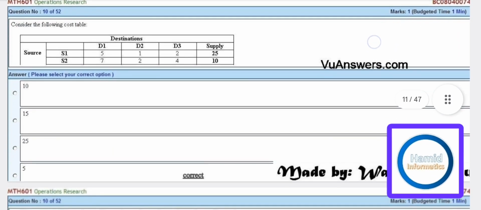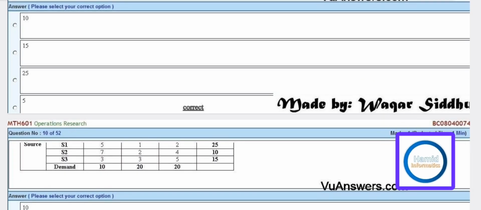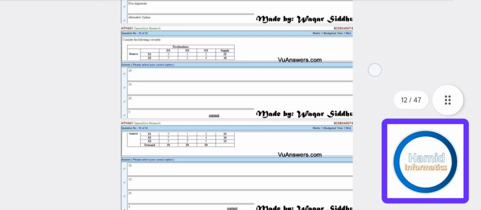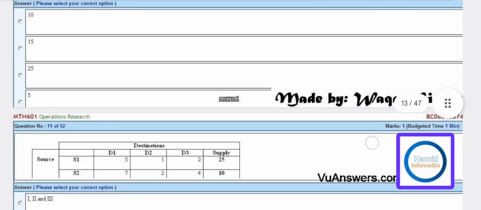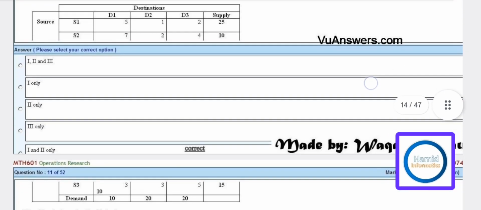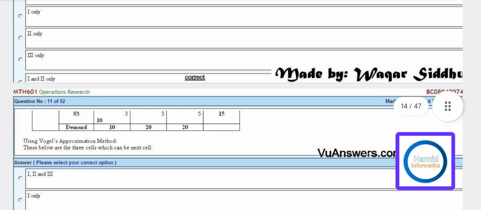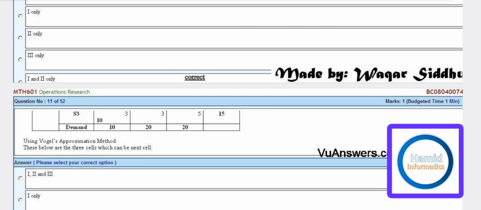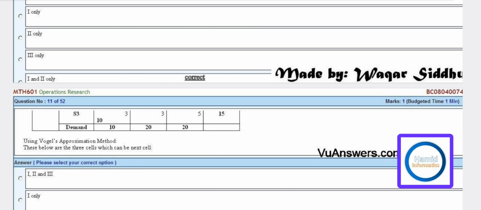Next is, consider the following cost table. Okay, and the answer is 5. Here it is not written. Okay, this is the full table. Next question is, using Vogel's approximation method, these below are three cells which can be next, cell 1 and 2 only.